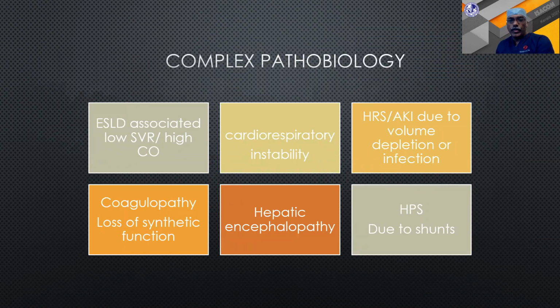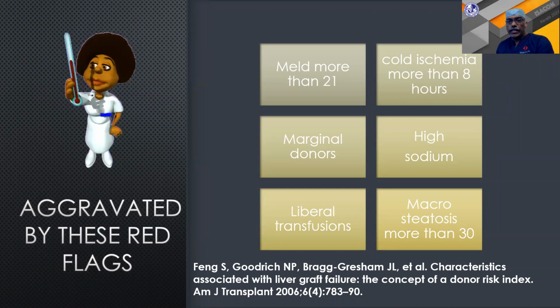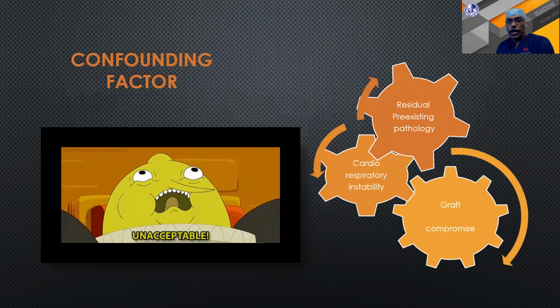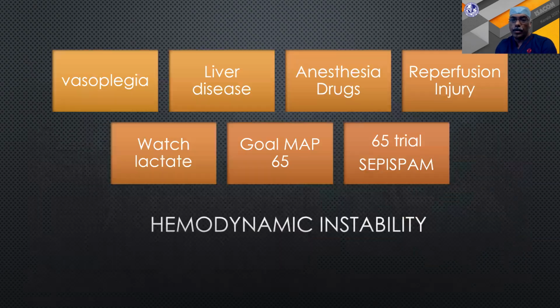So going to the pathobiology of these patients, we all know there are many confounding factors for this group of patients. The big part of these factors are usually carried from their pre-op conditions, which include altered hemodynamics, coagulation abnormalities, renal, neurocognitive and pulmonary dysfunction, and so on. This basic pathobiology gets aggravated by these pre-morbid red flag factors, which should be modified for a better outcome. These confounding factors, along with the residual pathobiology, lead to the most dreaded cardiorespiratory instability, resulting in graft compromise, which is unacceptable at any cost.